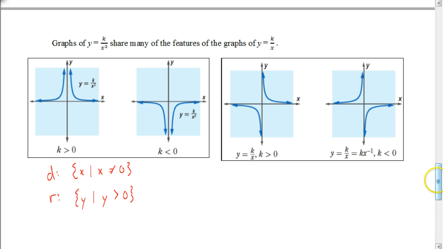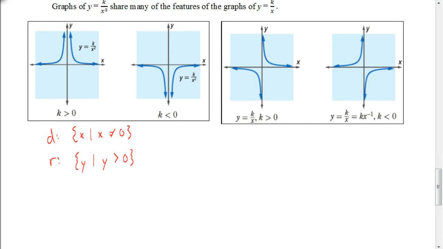Now remember, we've talked about asymptotes before. And this also has two asymptotes. The asymptotes are x equals 0 and y equals 0. X equals 0 is a vertical line going through where x is 0. So if you notice, both graphs get really close to that line, but it's not going to actually touch it.